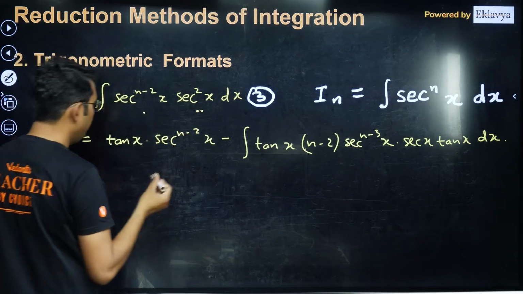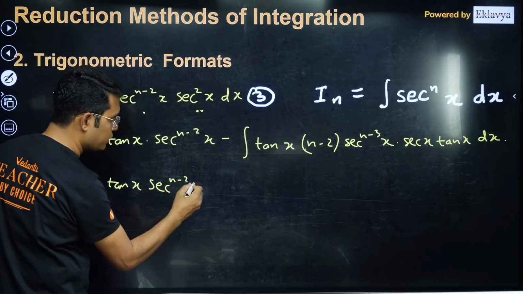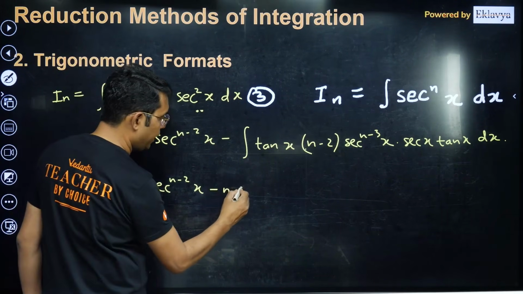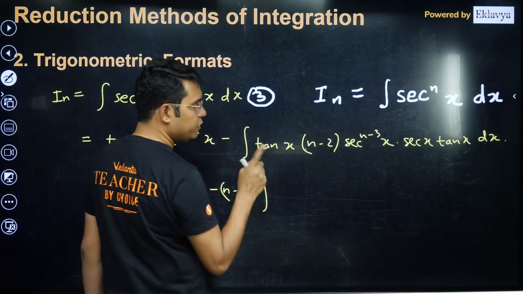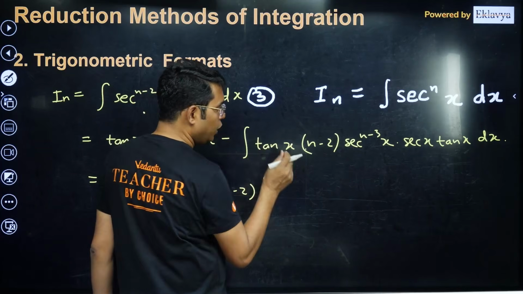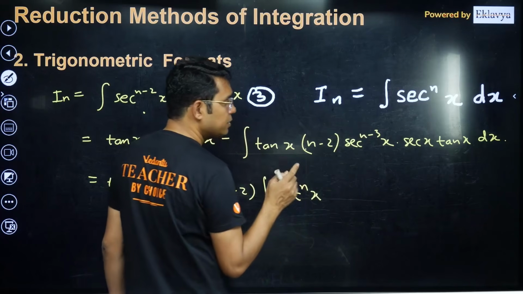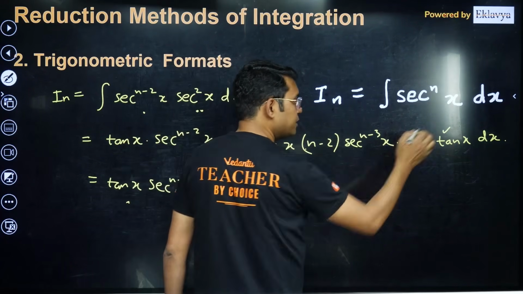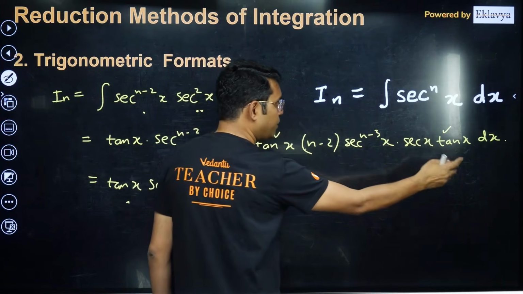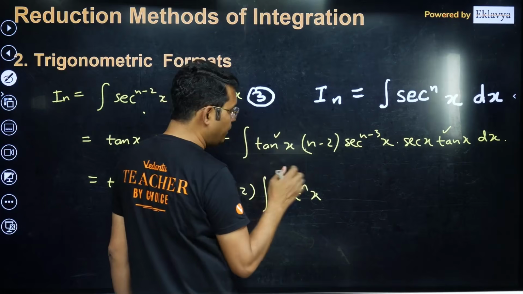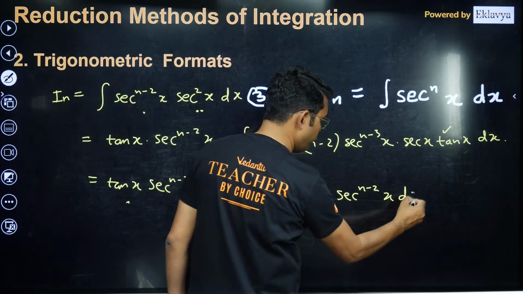Now this is tan x into secant raised to the power n minus 2 x, minus n minus 2. If I take it common, it will become tan into tan, which is tan square, and I can write it as secant square minus 1. So this will become secant power nx. And if we multiply that secant square minus 1 with the secant power n minus 2 x, we get secant power n minus 2 x dx. So I think we are done.